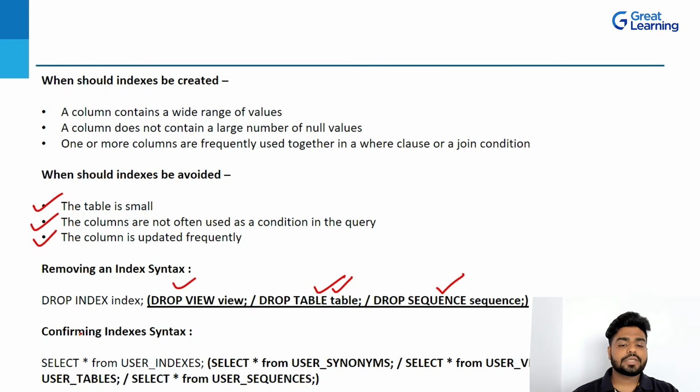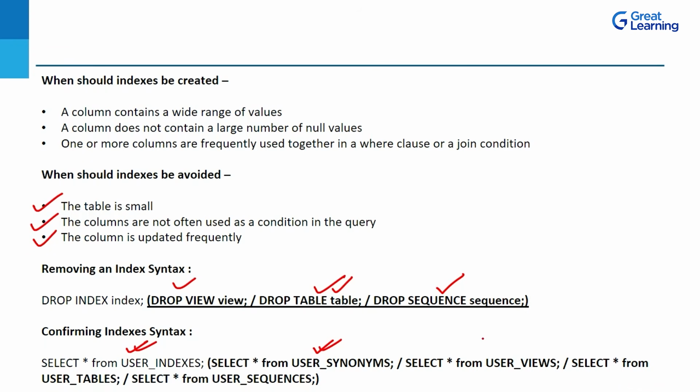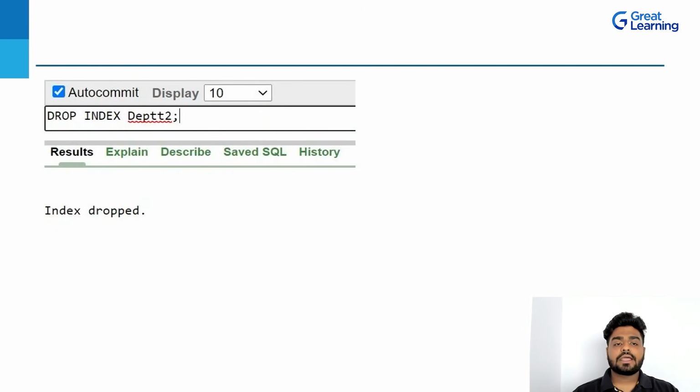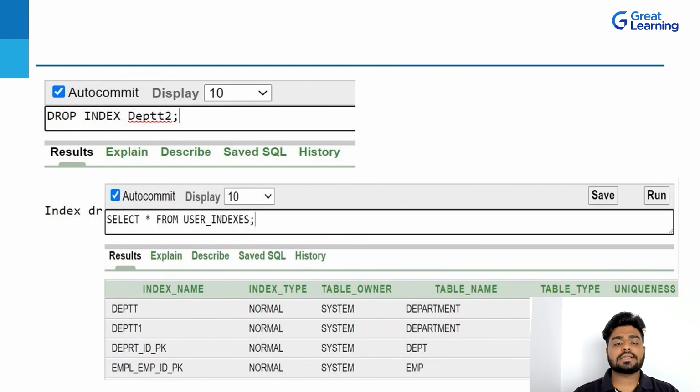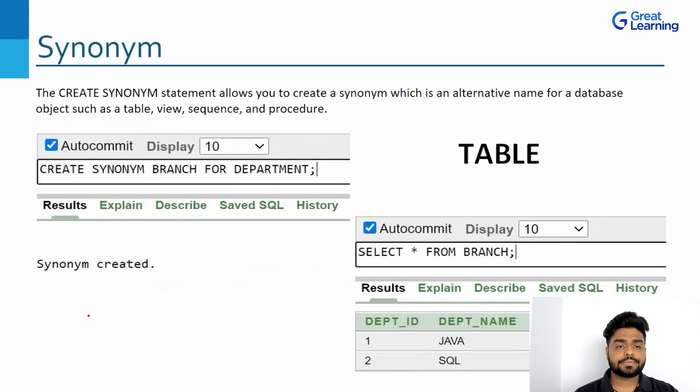DDL statements, correct? Confirming index syntax: if you want to confirm whether we have a particular index or not, select star from user indexes. If you do this, all the indexes which you have created will be listed and shown to you. Select star from user synonyms, and whatever synonyms, views, or tables you have created, everything will be shown once you write these statements. Okay, dropping index we have done. Select star from user indexes. You can see department 2 is now not there. So we have dropped the index which is department 2, right?